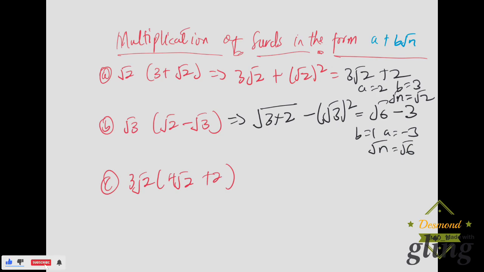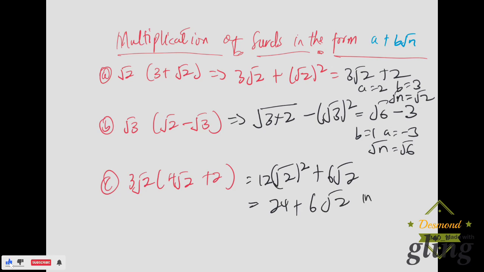Now with the last question, we have 3 root 2 multiplying 4 root 2 plus 2. How do we do that? So 6 root 2, right? Then when you simplify it, we get 24 plus 6 root 2. So in the form of a plus b root n, we have our a to be 24, b to be 6, and root of n to be root 2.